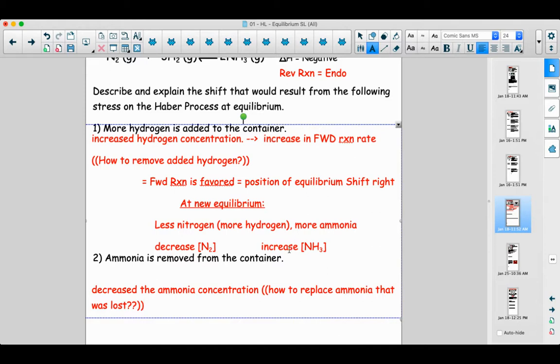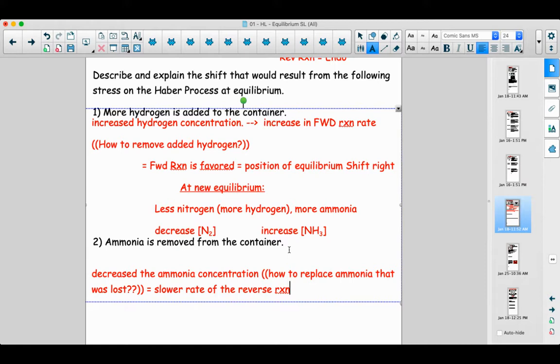Right, so the principle is all about bringing things back into equilibrium. So when you add something, the system will try to remove it to come back into balance, and if you lose something, it will try to replace it to come back into balance. From a kinetic standpoint, decreasing the ammonia will remove ammonia particles, and that equals a slower rate of reverse reaction. Ammonia is involved in the reverse reaction. If I remove a bunch of ammonia, there can't be collisions with ammonia. If there can't be collisions with ammonia, then there can't be a reverse rate of reaction. So it leads to a slower rate of reaction.